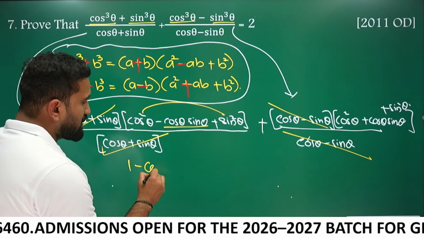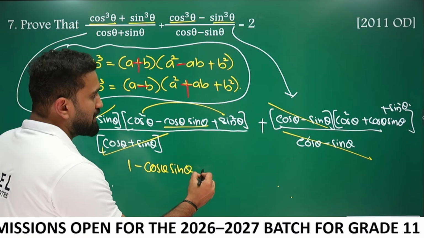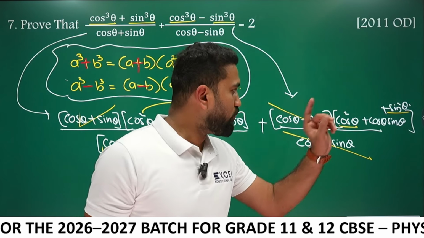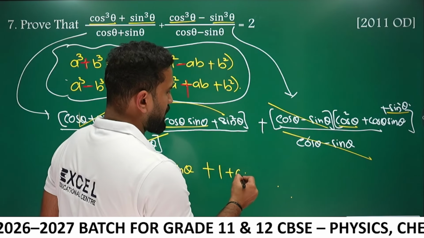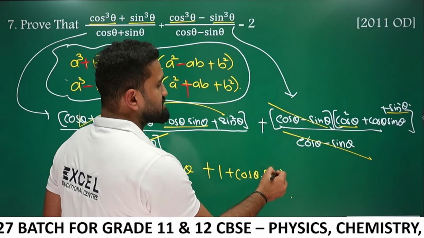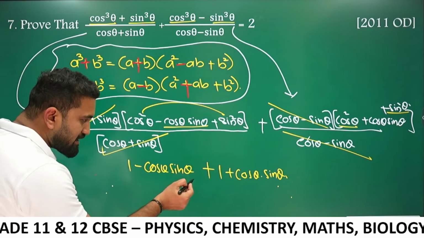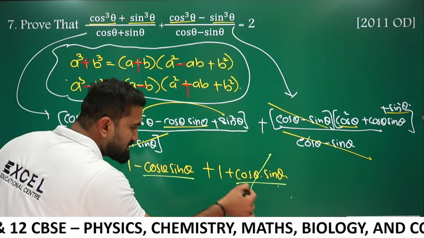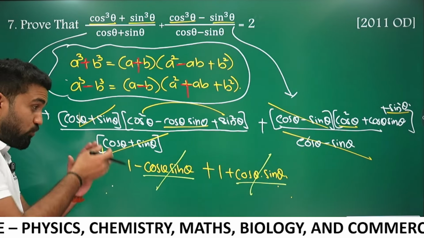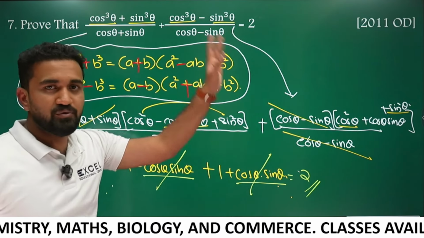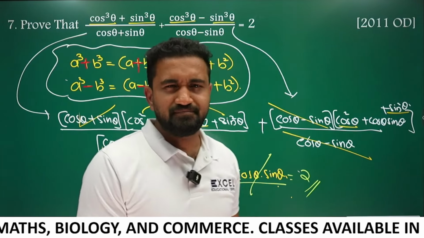Plus here, cos square plus sin square, 1. 1 plus cos theta sin theta. Tell me what will be cancelled here? I can say this term and this term. Plus cos theta sin theta minus cos theta sin theta will be finished. So 1 plus 1, I will say the answer is 2, which is the required thing you have to prove. Got it?